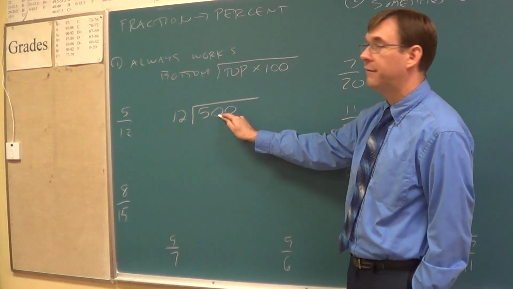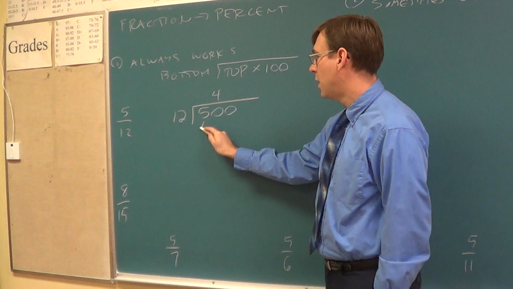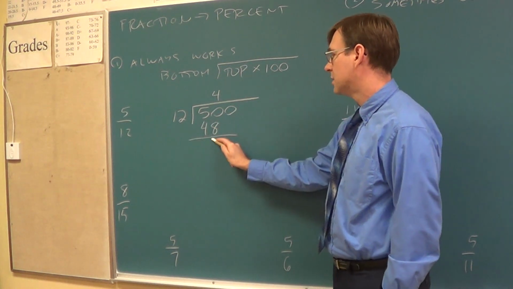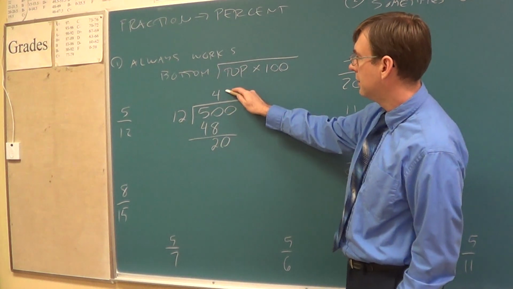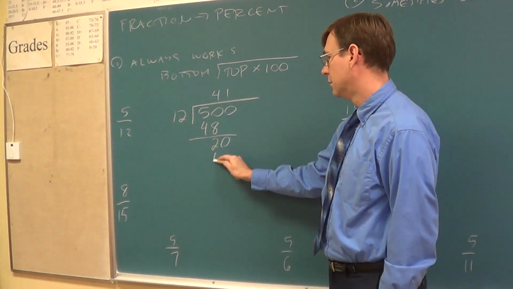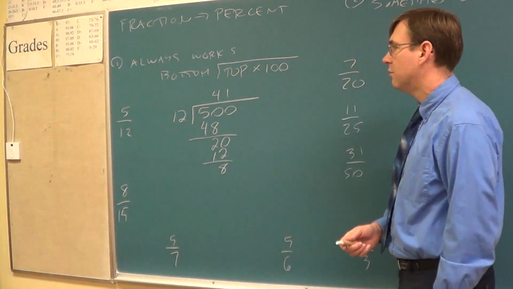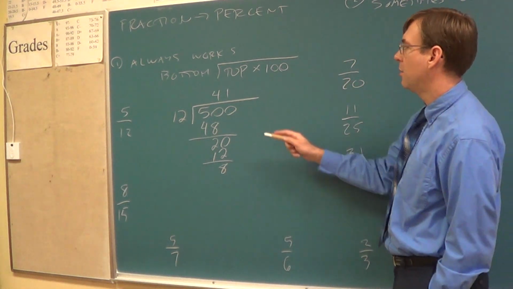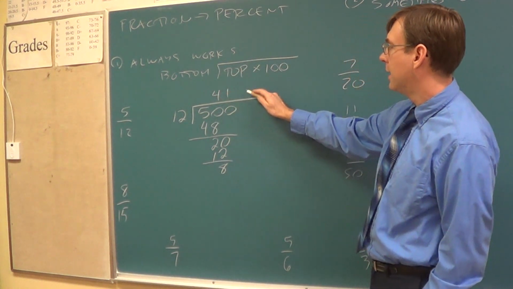So 12 into 50, just yell. 4 12s makes 48. Subtract, you get 2. Drop the 0. 12 into 20. 1. 1 times 12 gets you 12. Remainder 8. At which point now you have two choices. This could either be 41 and a fraction, or it could be 41 and a decimal.